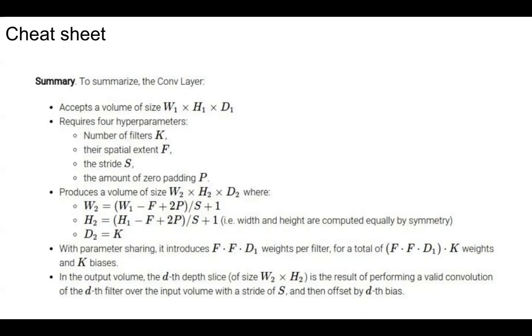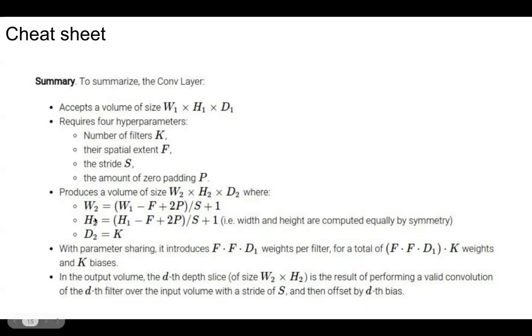And let's say the final image that we get has a size of W2 cross H2 cross D2. So the formula to calculate this W2 would be: take the width of the original image, then subtract the filter size, then add 2 times the size of the padding, divided by the size of the stride, then the whole thing plus 1. It's not a plus 1 on the stride, it's a whole plus 1.